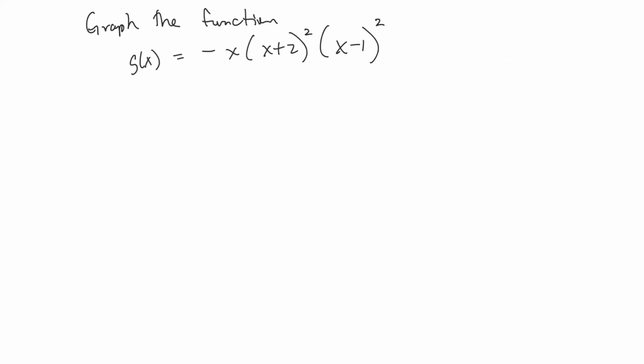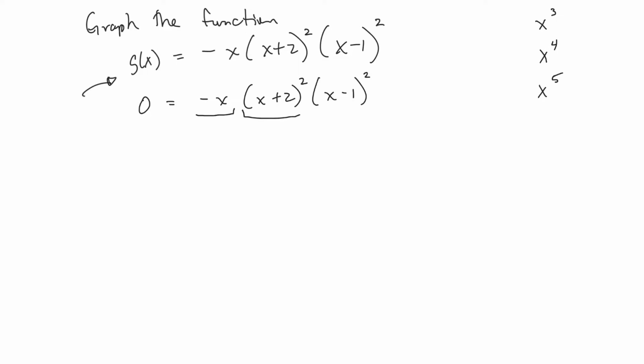In the second one, this next page, it's a similar kind of thing. I can let 0 equal -x times (x plus 2) squared times (x minus 1) squared. Now I need to know what degree this thing is. Is it an x cubed, or an x to the fourth, or x to the fifth? Here I've got one factor. Because this is squared, that's 2 more. So there's 1 here, 2 more there, and another 2 here. Altogether, that's an x to the fifth function.